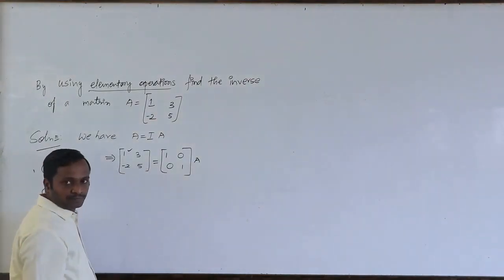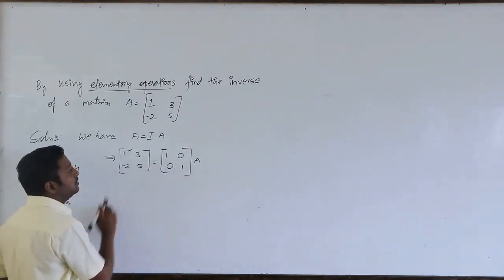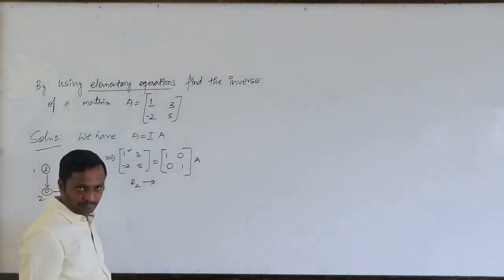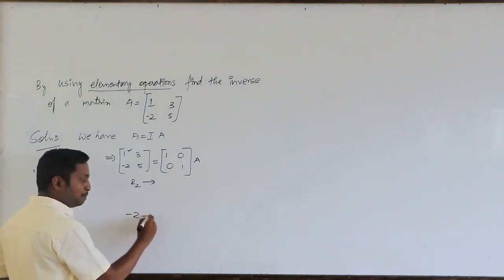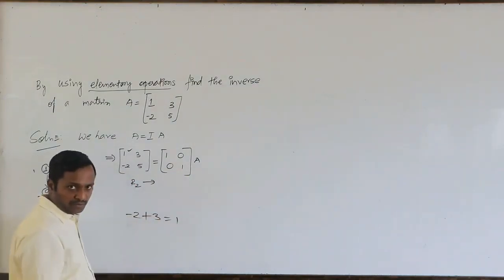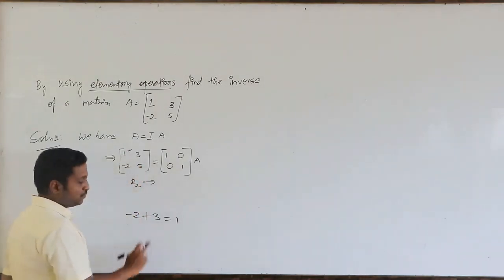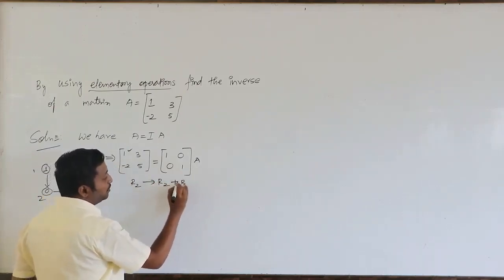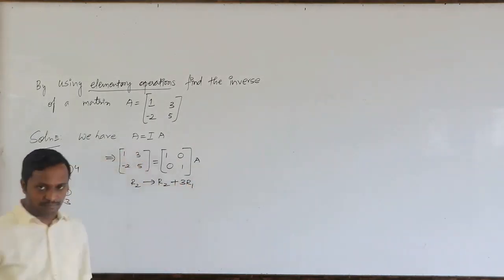Next, this is what? Minus 2. I have to make it 1. So R2 must change. Okay? Minus 2 plus 3 is equal to 1. So that's why I will multiply by 3 here and add it. So what happened? R2 replaced by R2 plus 3R1.